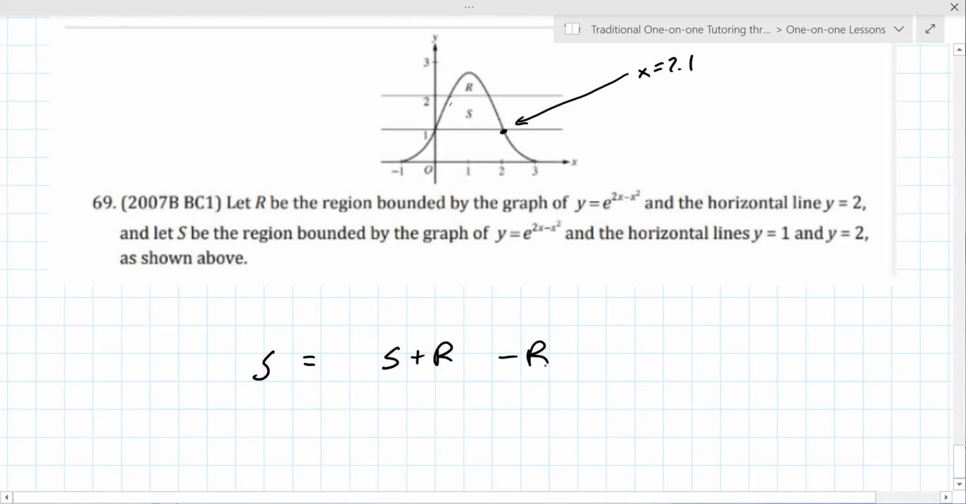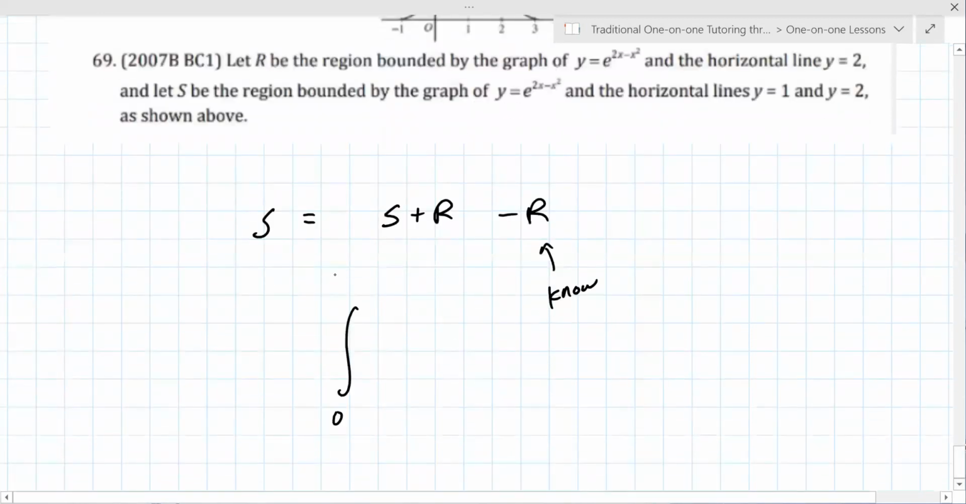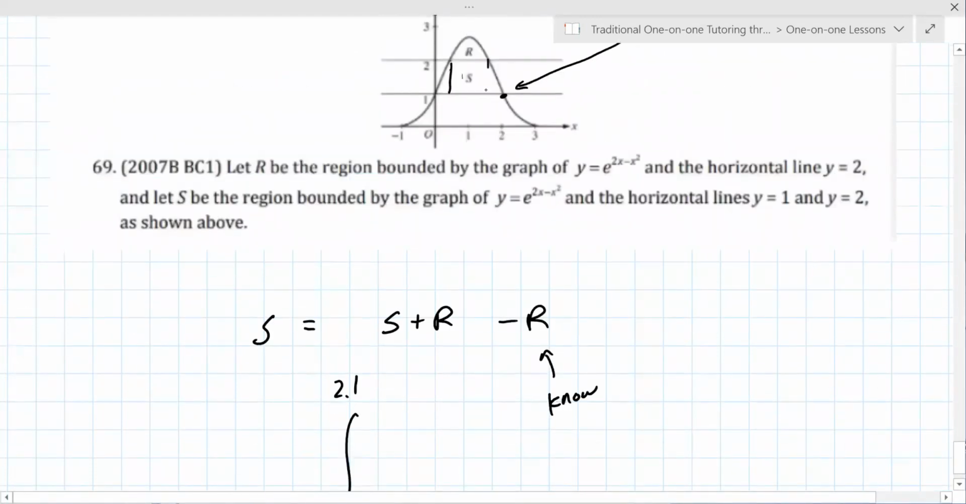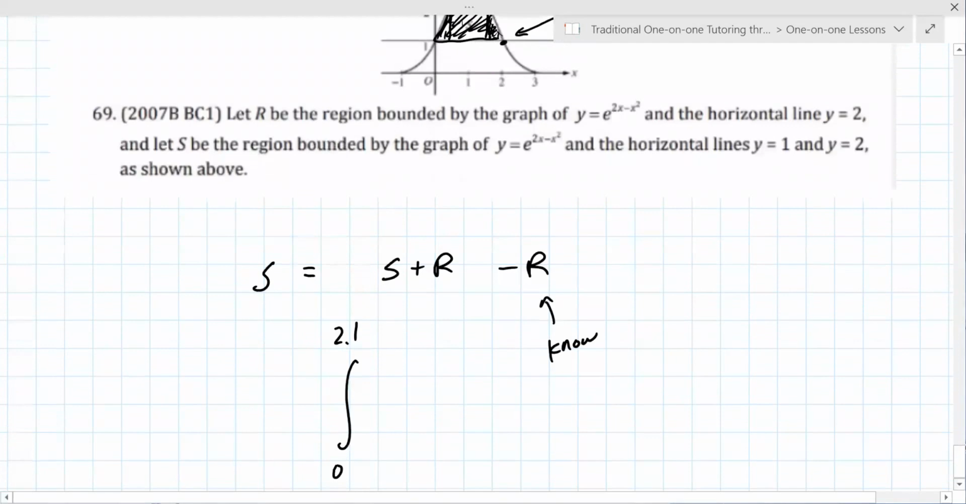You're like, okay, right, Matthew. Well, we just found R. But S plus R, and that's probably how they want you to do it, is the integral from 0 to 2.1. Instead of breaking this into 3 regions, which is how I think we did this when we looked at it a previous time, we could just find the whole region and subtract out the R. Which I think is the better way of doing it ultimately.